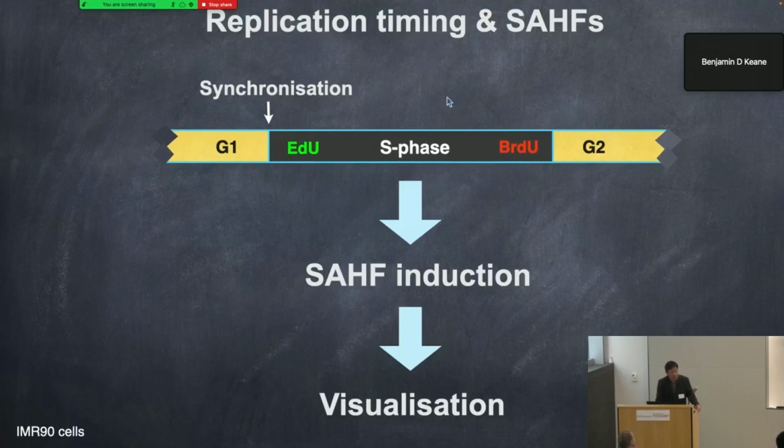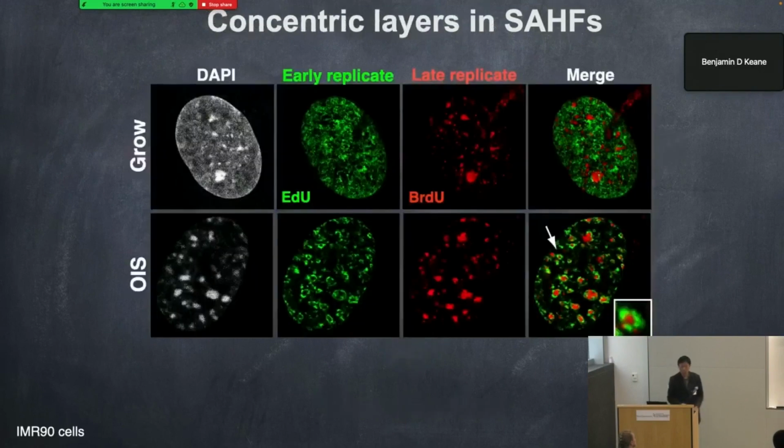Once they are incorporated into the genome, then you can induce senescence and stain them individually. This was one of the most striking data I had. The top one is just normal cells. You see the perinuclear heterochromatic signal a little bit, and this is the early replicated genomic region. This is the late replicated region, which is mostly heterochromatin, and this is the merged one.